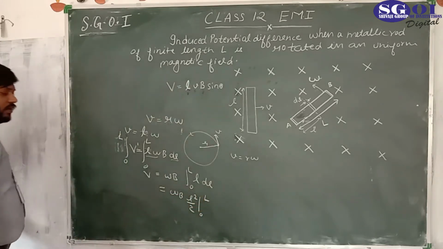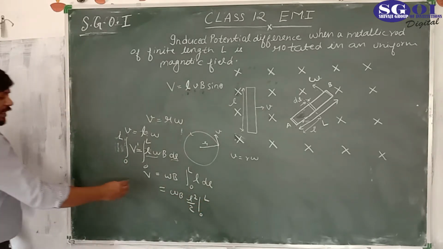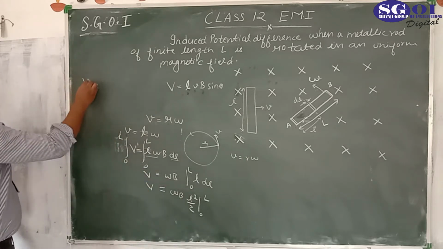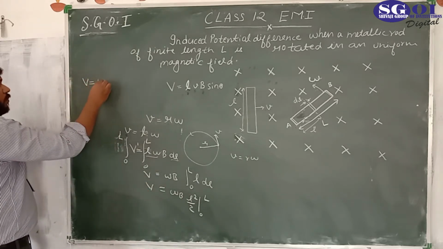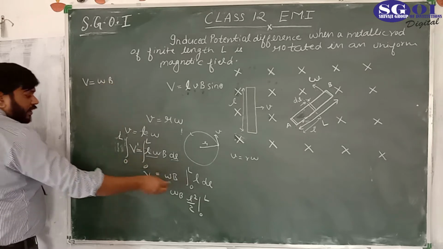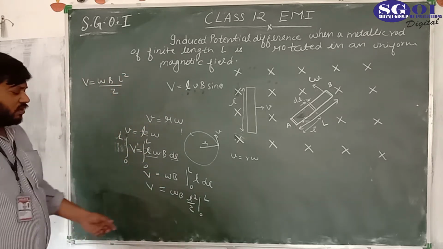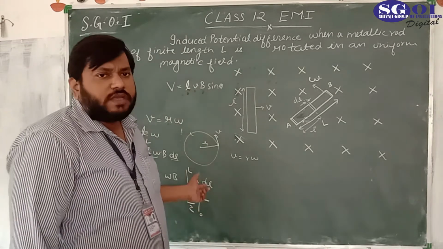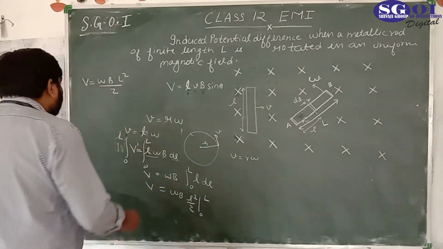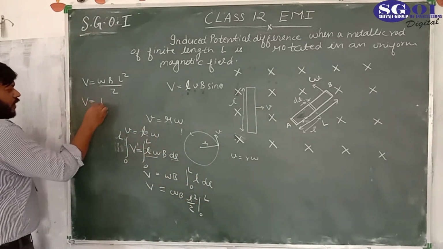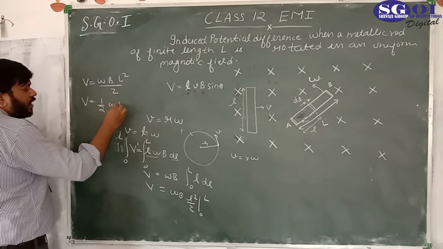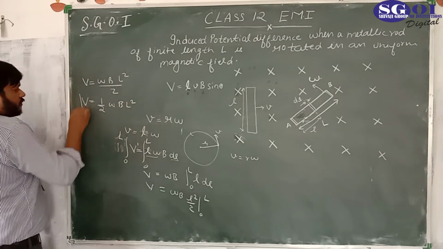Now we will put in the limits. So finally what we will get, V equal to omega B L square upon 2, because when the lower limit is 0 it gives 0, and the upper limit gives L square by 2. So finally V equals 1 by 2 omega B L square.